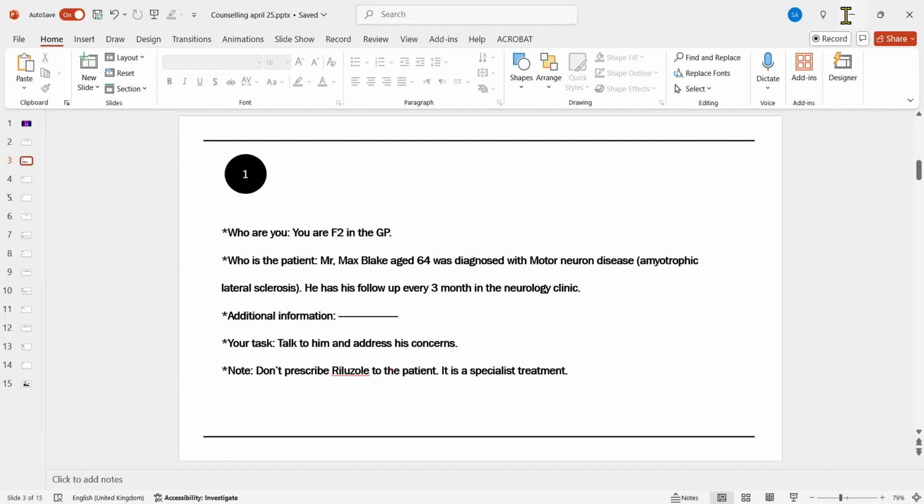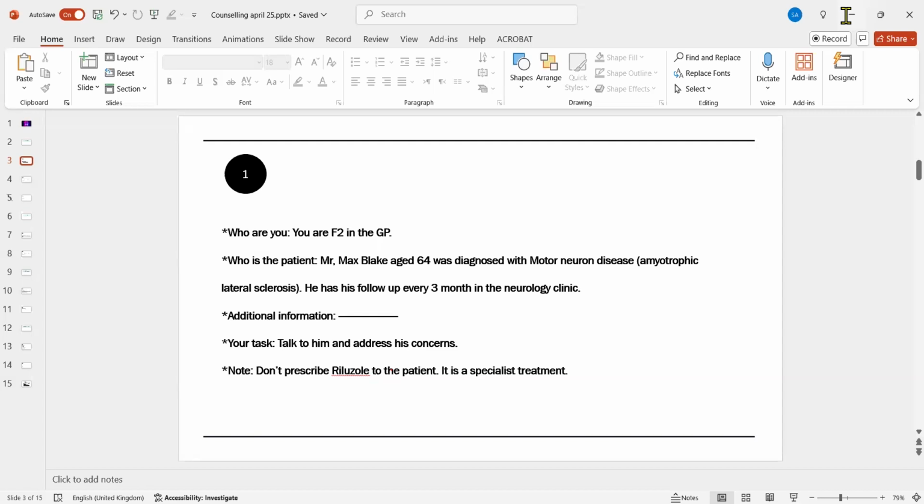Okay. So, do you still see the question? Yes. All right. So, let's first talk about what is the type of this case. It's a concerned patient. The patient is concerned about specific medication. He wants specific medication to be prescribed to him.